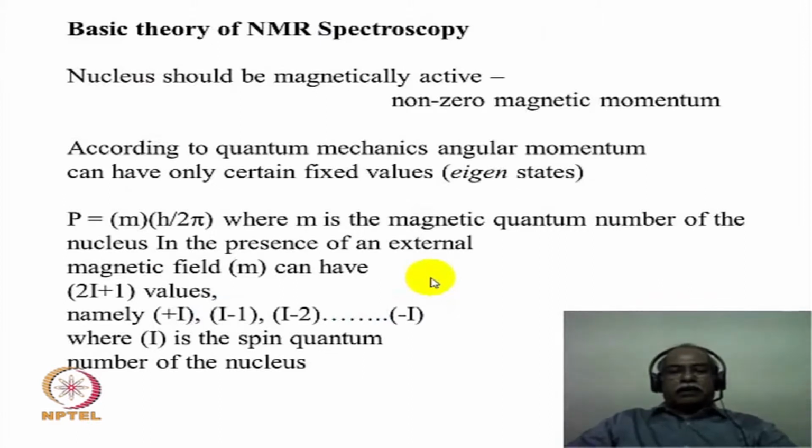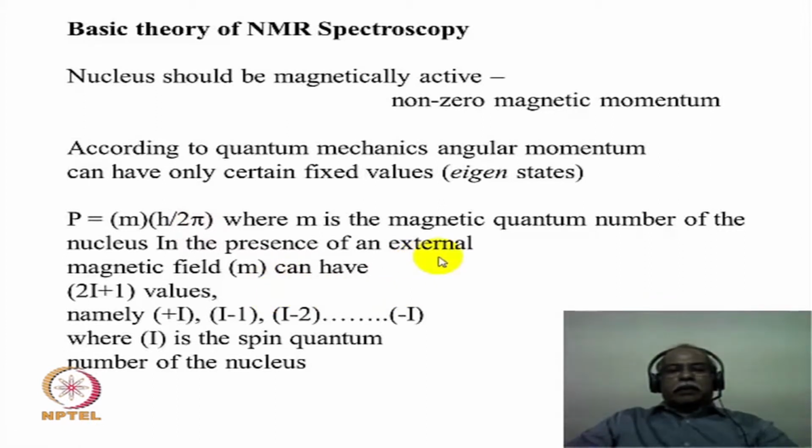Now we'll deal with the very basic theory, a non-mathematical way of describing the theory of NMR spectroscopy. Nucleus should have a non-zero magnetic moment. In other words, it should be magnetically active, first of all, for the experiment to be considered for NMR spectroscopy. According to quantum chemistry, angular momentum can have only certain fixed values, which are given by P is equal to m times h by 2 pi, where m is the magnetic quantum number of the nucleus.